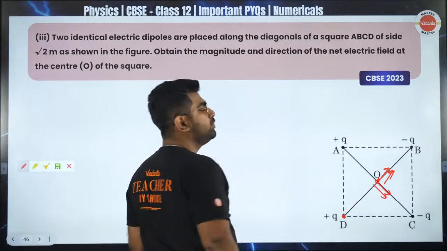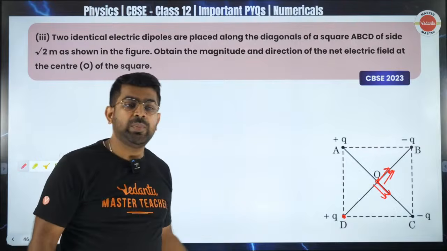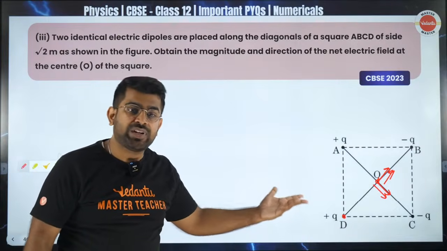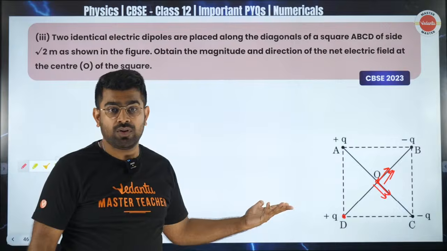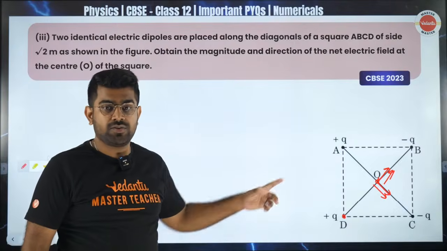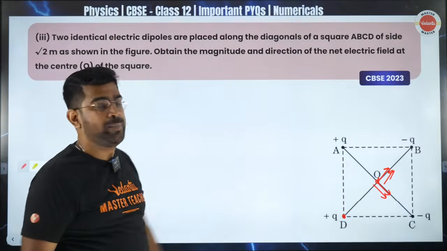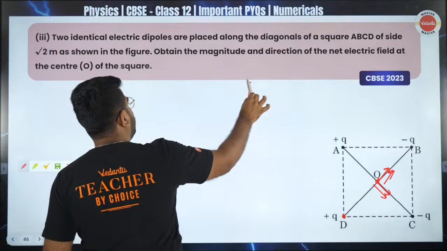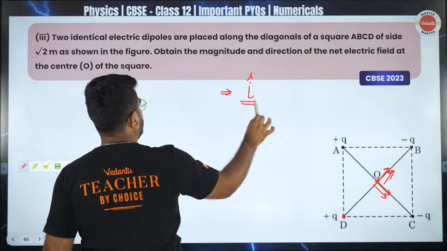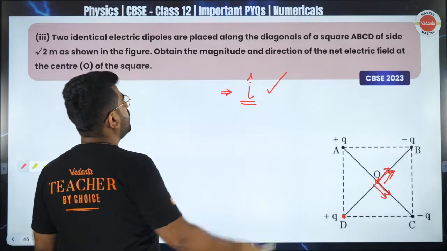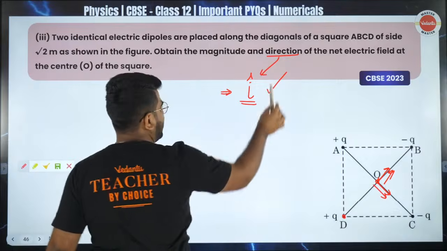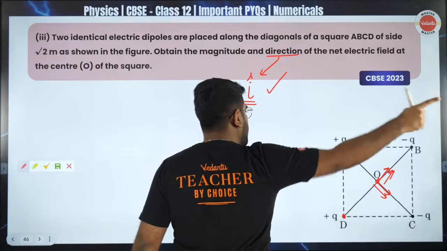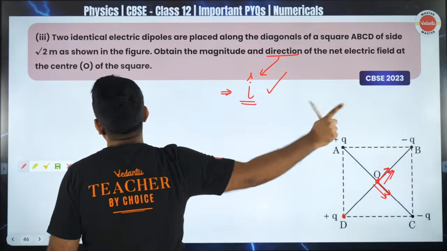So it will be like this. When will the net force be 0, when will the net electric field be 0? There is no chance. So the net electric field will be towards I cap. I can say that for sure. Pakka. So the direction is I cap. I cap means right side. The net electric field is towards the right side.